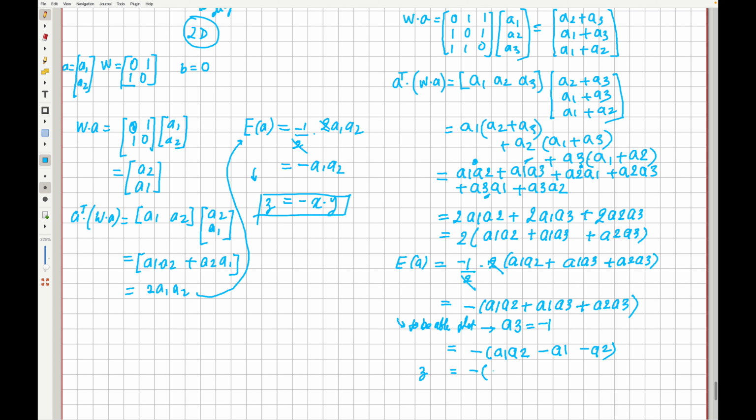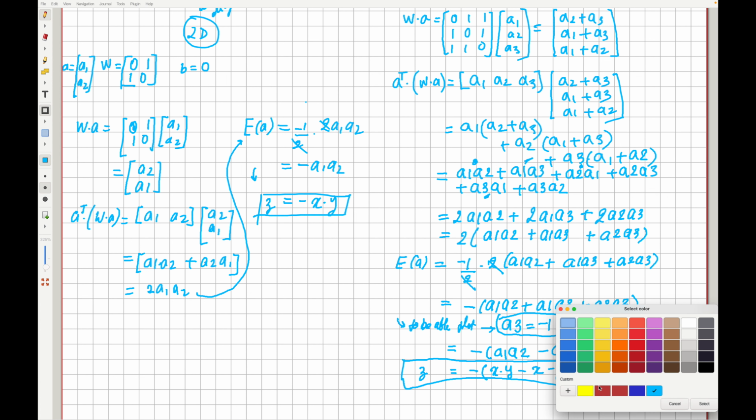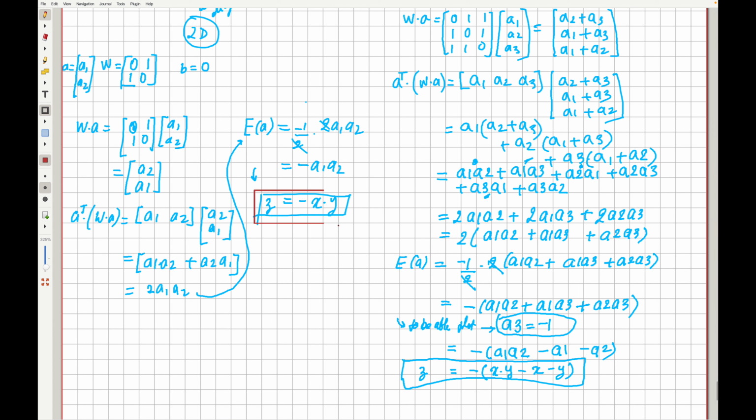As before, we can say that a1 is x and a2 is y. So that is our equation for energy in the case where we set a3 to -1 in the 3D case. Now that we have both of our equations set up, for the 2D case, which is this one, and for the 3D case, which is this one, let's go to Desmos and plug this in and see what the surface looks like.